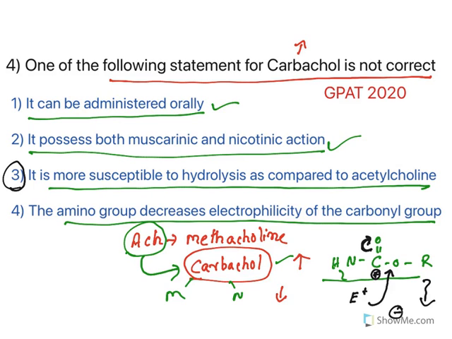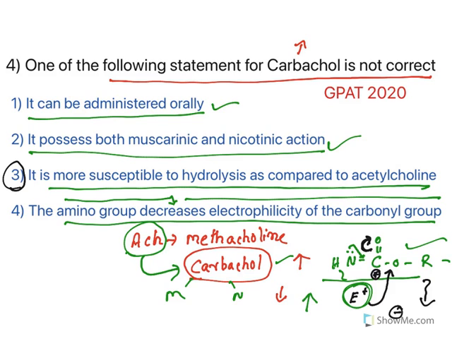Now, if you attach an amine group, what is happening here? Amine has a lone pair of electrons. These electrons are transferred here to neutralize this charge. So this amine is reducing electrophilicity. Look at this. The amine group decreases electrophilicity of the carbonyl group. Exactly true. This is how they increase the duration of action. When the electrophilicity is reduced, the susceptibility to hydrolysis is reduced, so the half-life is increased and it becomes a longer acting drug. So what is wrong here?